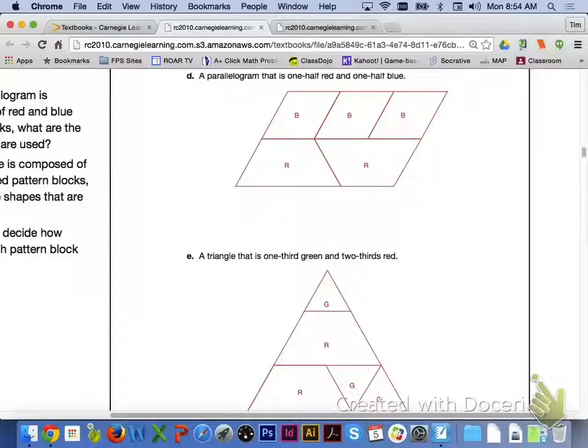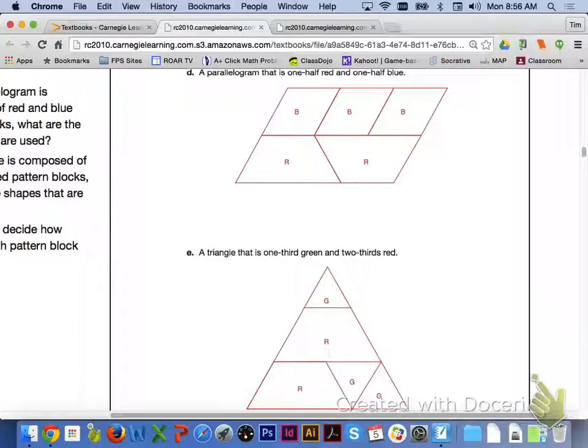For letter D, we need a parallelogram that is 1/2 red, represented by the 2 trapezoids here, and 1/2 blue, represented by the 3 blue rhombi up at the top. For letter E, we need a triangle that is 1/3 green and 2/3 red, so we are actually going to need 2 red trapezoids and 3 green triangles.